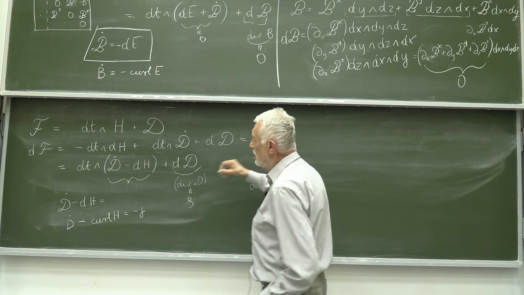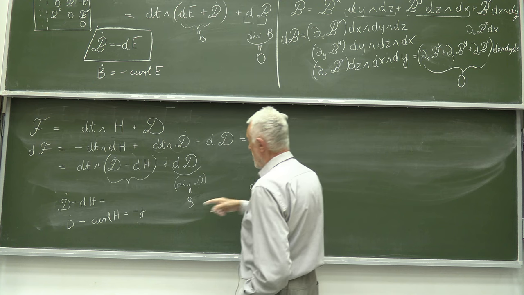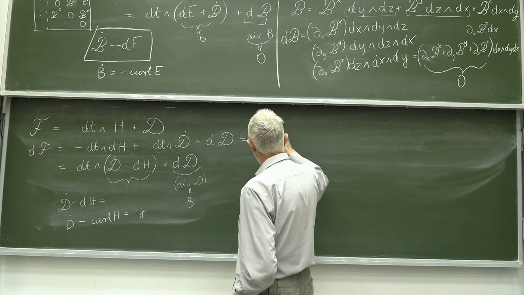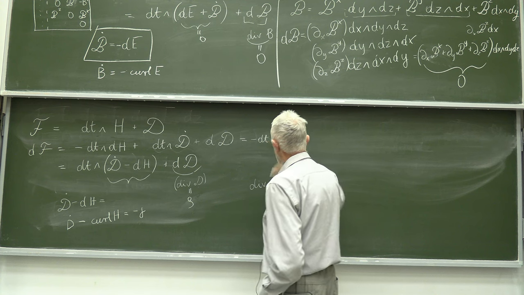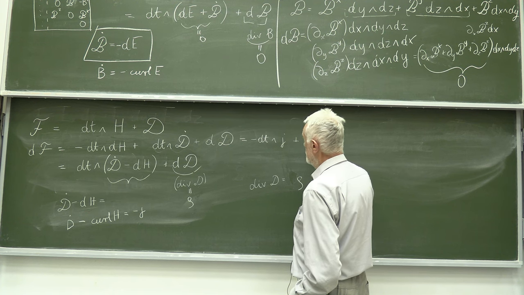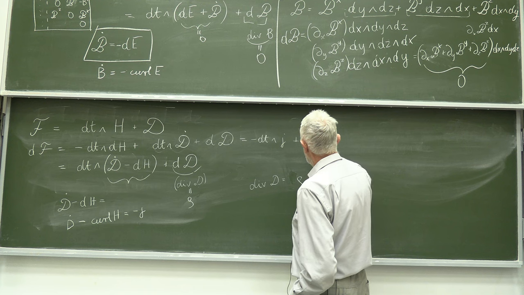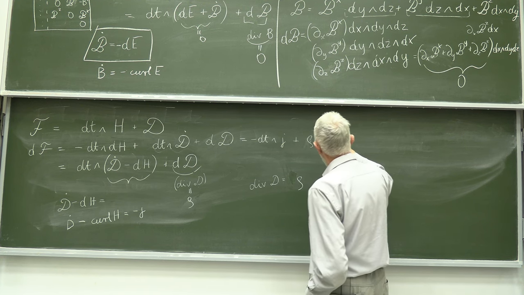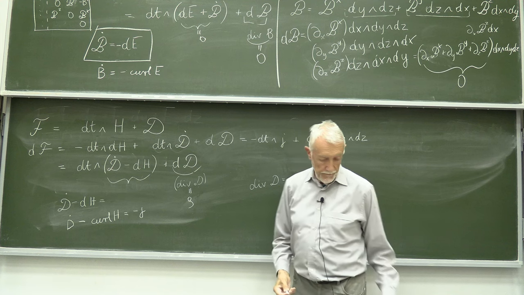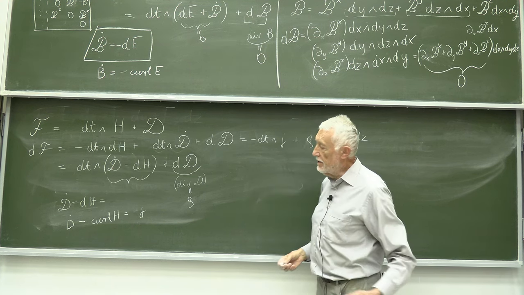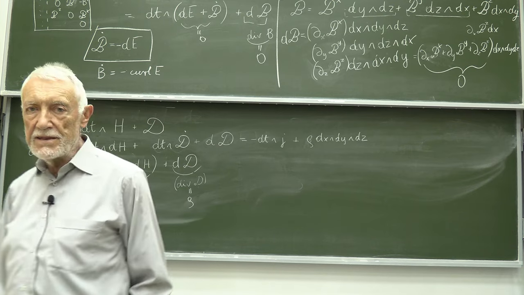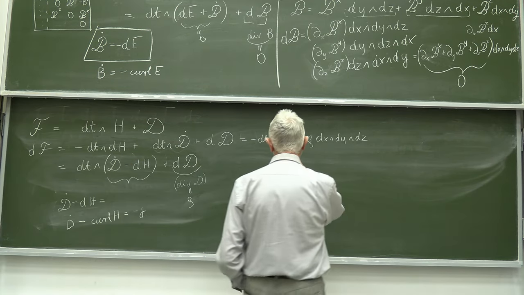So finally, we conclude that dF is equal to minus dt J plus rho dx dy dz, where again this J is not a vector, but this is a vector density, of course.